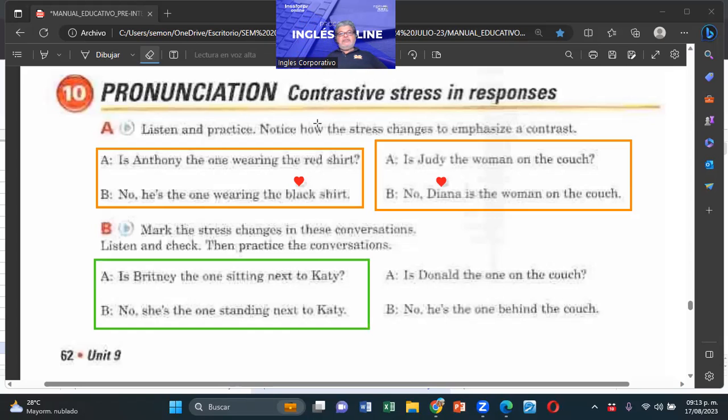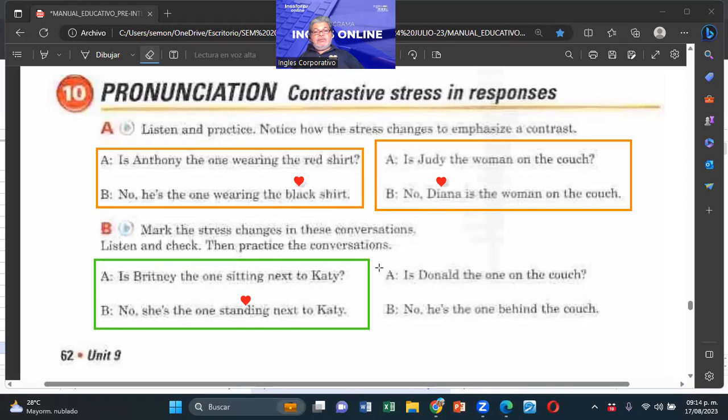Listen to this first conversation. Is Brittany the one sitting next to Katie? No, she's the one standing next to Katie. Where is the difference? Sitting and standing. It's negative. No, we're talking about intonation. Here is the difference. Is Brittany the one sitting next to Katie? No, she's the one standing next to Katie. See the difference in intonation? Yeah. Okay, to make a contrast between the question and the response.